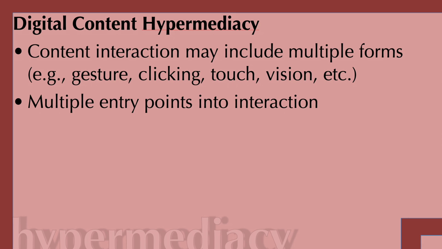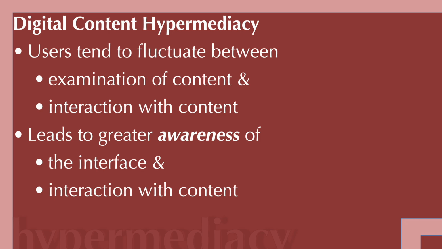Content interaction may include multiple forms. It could be gestures, clicking, touch, vision, etc., depending on the specific technology you're using. As a result, there are multiple entry points into interaction for hypermediacy. Awareness is a really big part of hypermediacy. When you're using content, it tends to fluctuate between the examination of the content and interaction with the content. So you kind of toggle back and forth, where you might be noticing the content itself, or your interaction with it. By having these two states, you have greater awareness of the interface and interaction with the content than you might have otherwise.